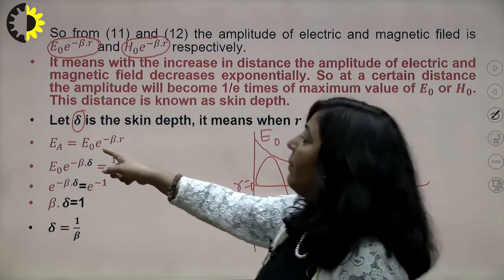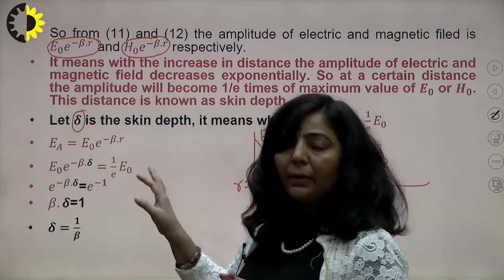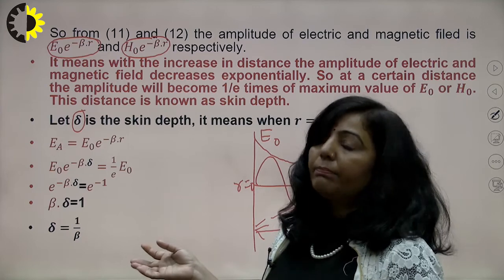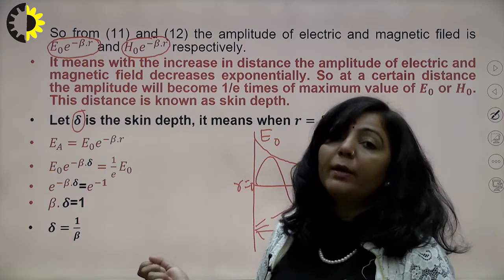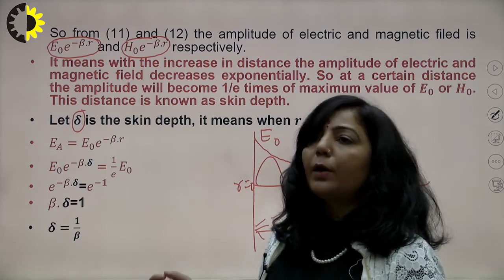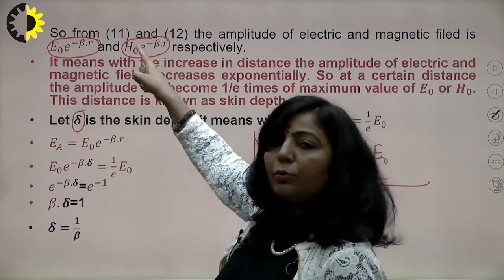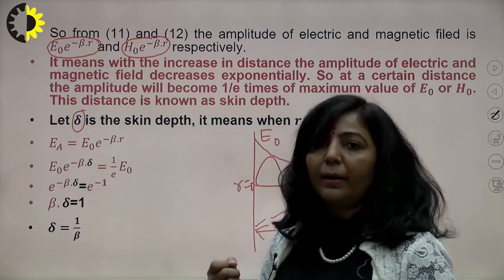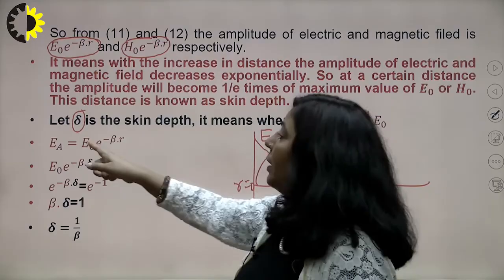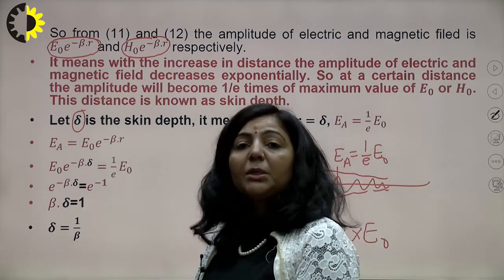So you know what the amplitude of electric field is. I am deriving this relationship in terms of the amplitude of electric field. You can also do the same derivation in terms of magnetic field, right? So the amplitude of E is E naught e raised to power minus beta dot r.